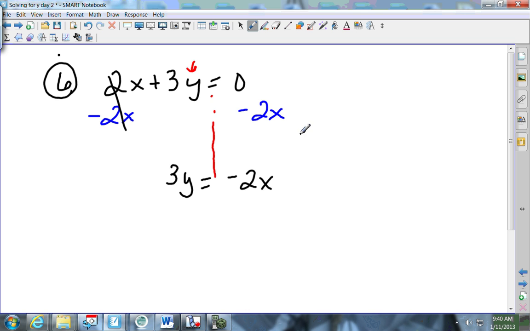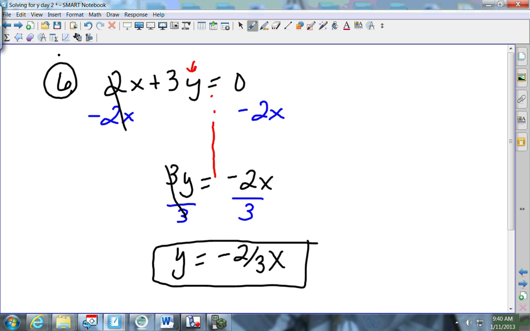I don't have to put the plus 0. And now I'm going to divide by 3 because y has to be by itself. Y equals, the 3's cancel out because they make 1, negative 2/3 x. And when you see it on a multiple choice test on the EOC, it'll be written just like this. They won't have the plus 0 on there. M is the slope. Slope is the number in front of x. So it's negative 2/3. B is the y-intercept. 0, 0.